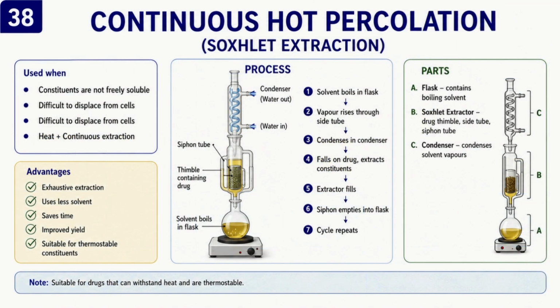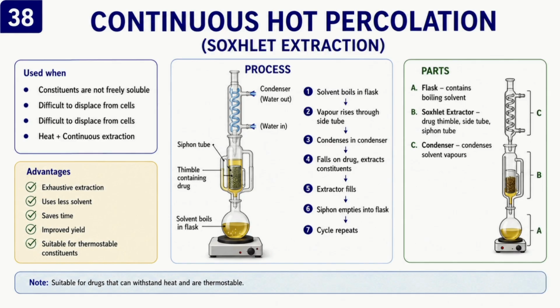Continuous hot percolation. Continuous hot percolation is also called Soxhlet extraction. It is used when the constituents are not freely soluble or are difficult to remove from the plant cell. So heat and continuous extraction improve the process here. The same solvent participates in repeated extraction cycles. This is the beauty of Soxhlet extraction. Imagine a worker repeatedly washing the same material with fresh warm solvent. So the extraction becomes more efficient here.